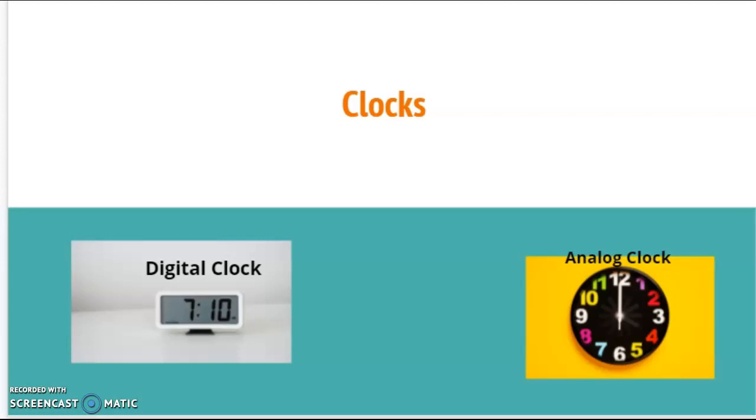There's a digital clock and an analog clock. A digital clock is typically what you see every day on your computer, on your parents' phones, but an analog clock is what we're going to be focusing on today, which you can see on the right. It has all the numbers 1 through 12 around it.